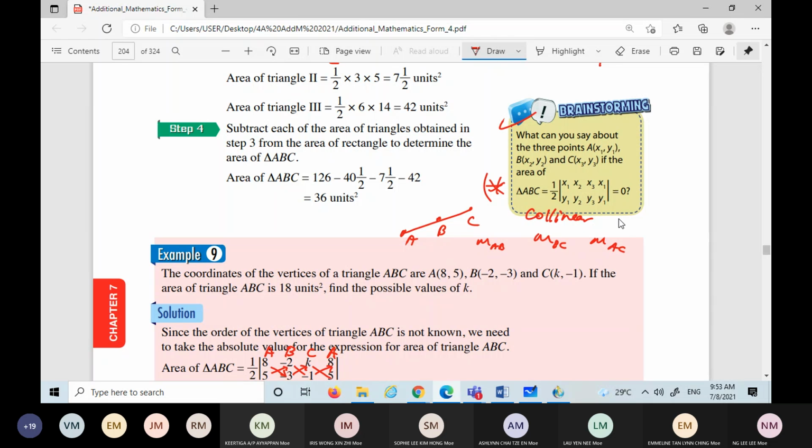So there are a few methods that you can use to prove the points are collinear. This is two of the methods. So I think that's all.